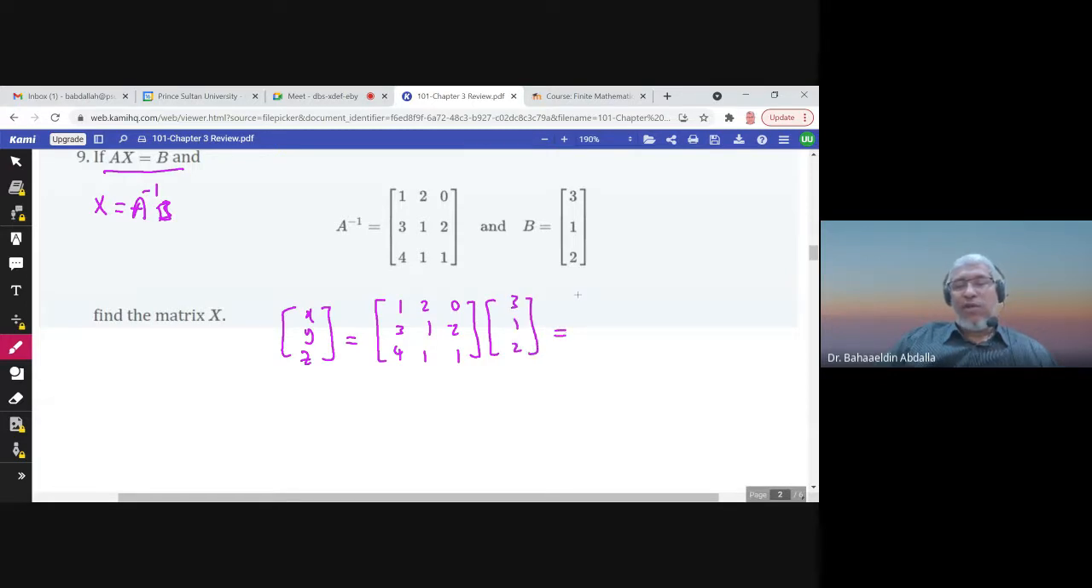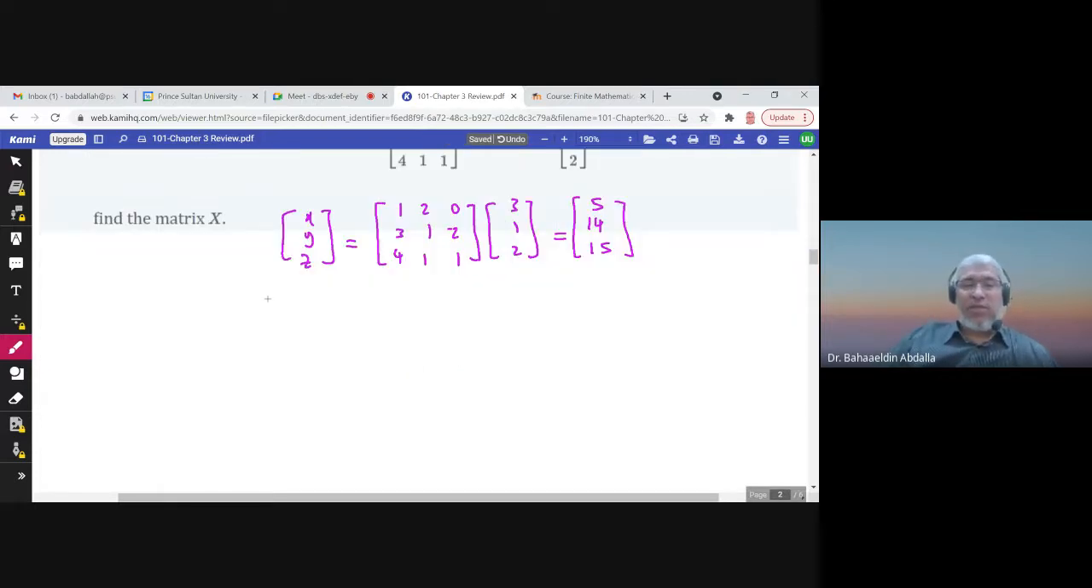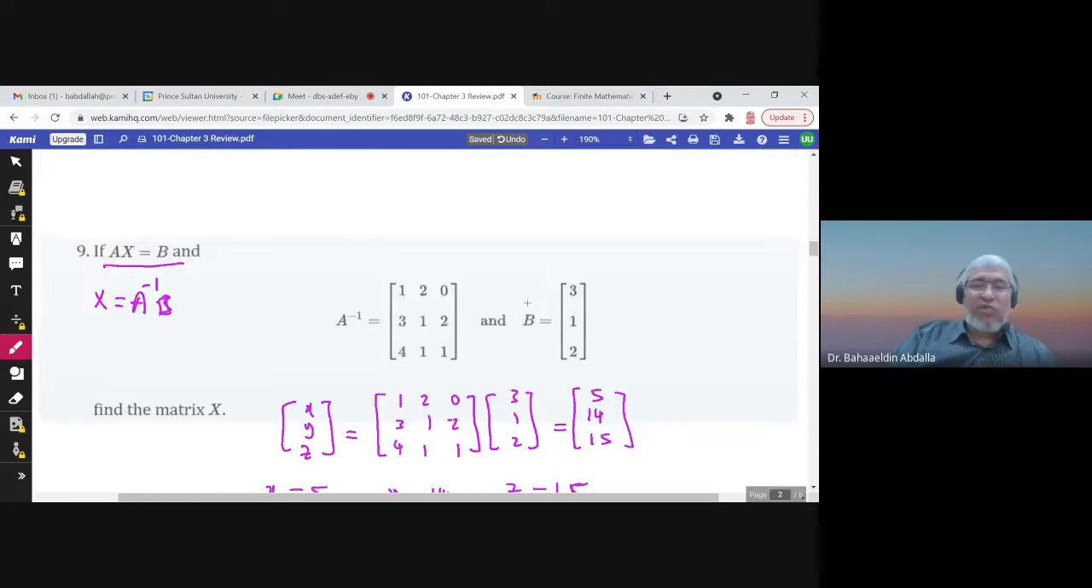3 by 3 times 3 by 1, you get 3 by 1. So 3 plus 2, that's 5. 9 plus 1 plus 4, that's 14. 12 plus 1 plus 2, that's 15. So that's the answer. X is 5, Y is 14, and Z is 15. That's the solution.